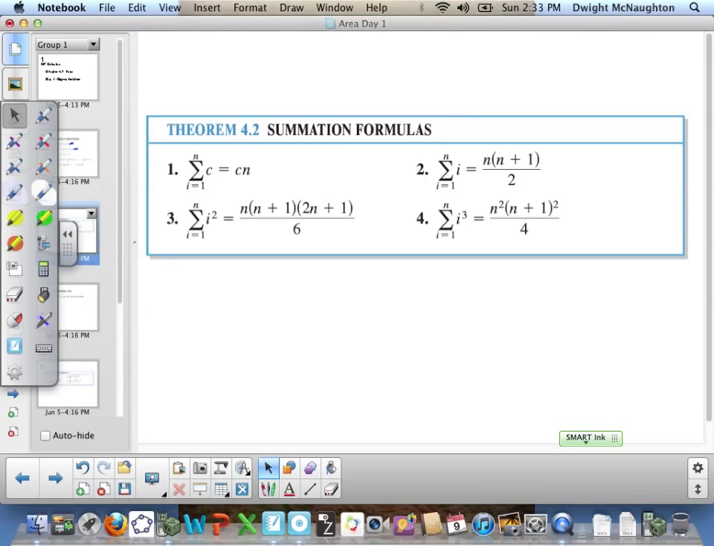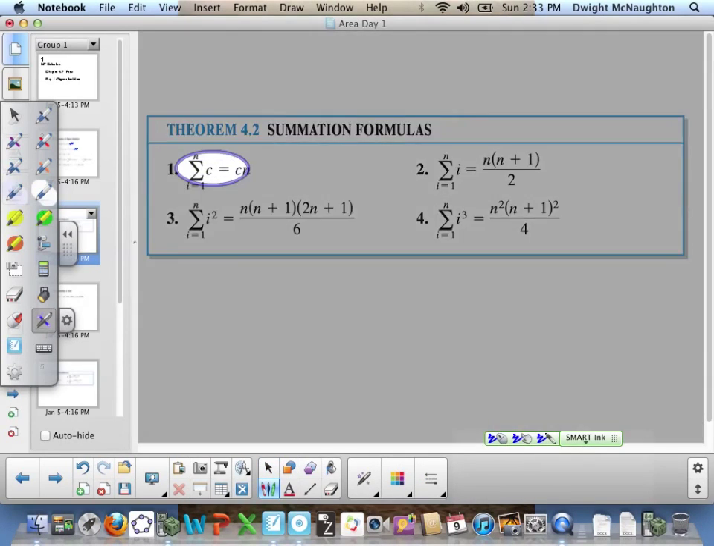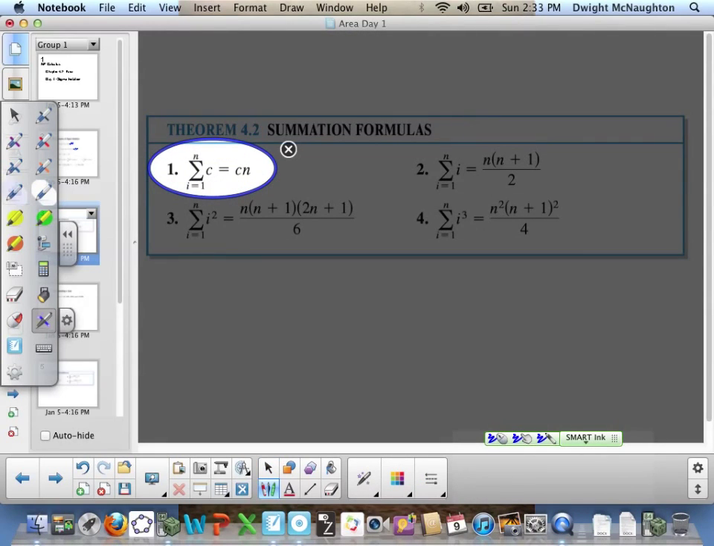So formula number 1, the summation of a constant. There's not even an i there. We just have c, and we're adding it together n times. c plus c plus c plus c plus c, n times is c times n.